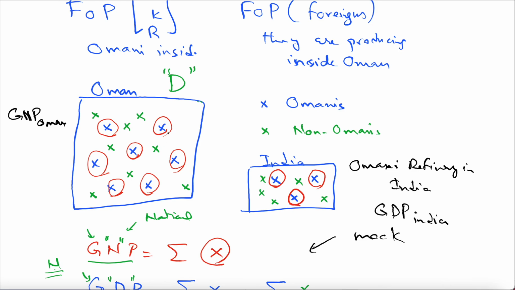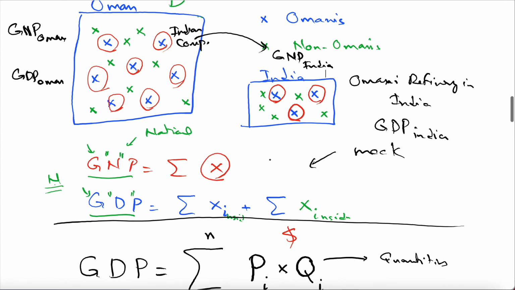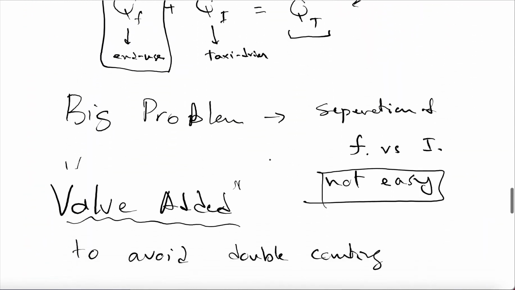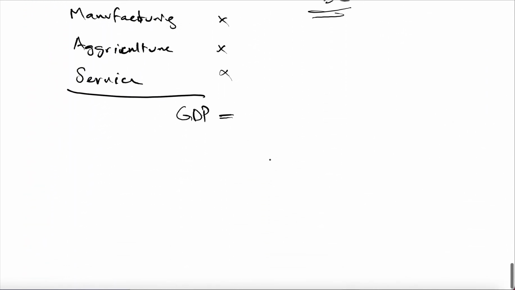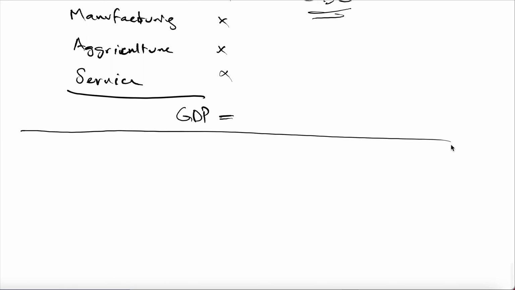And there is an Indian company which is producing inside Oman. This is inside the GDP of Oman, but it's the GNP of India. Okay, so that is the difference. And how can we basically make a distinction? It is easy. We have a national accounting system.